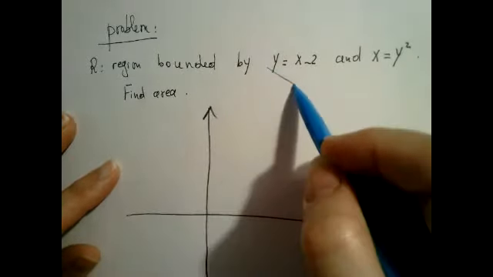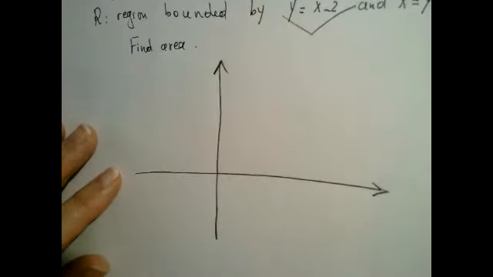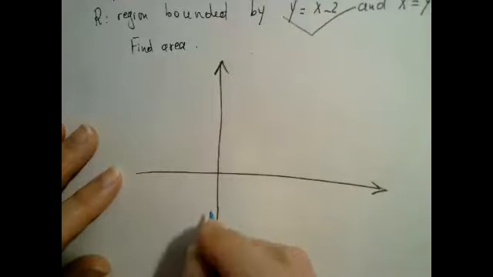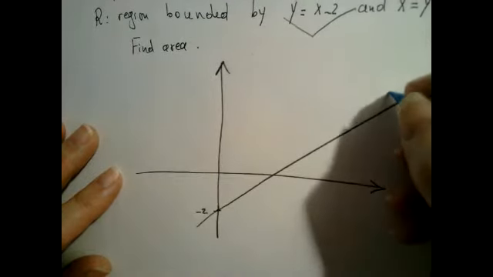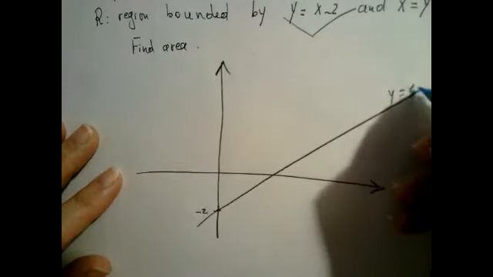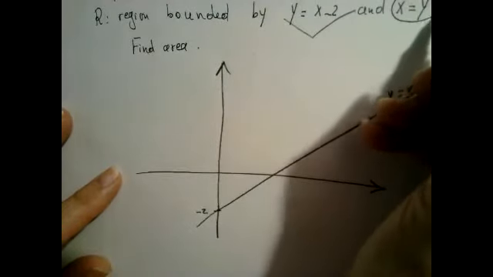Okay. y equals x minus 2. That's nothing more than a line. The intercept is at minus 2, so it's a line starting from here and going all the way like that. So that's y equals x minus 2. Okay, now x equals y squared.